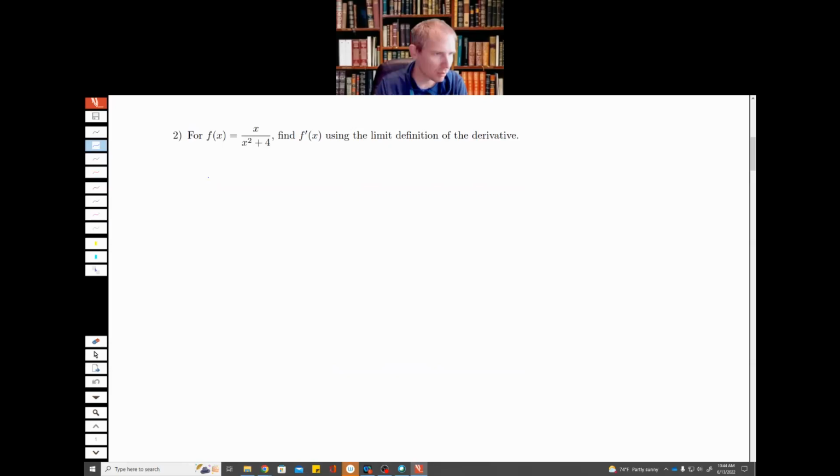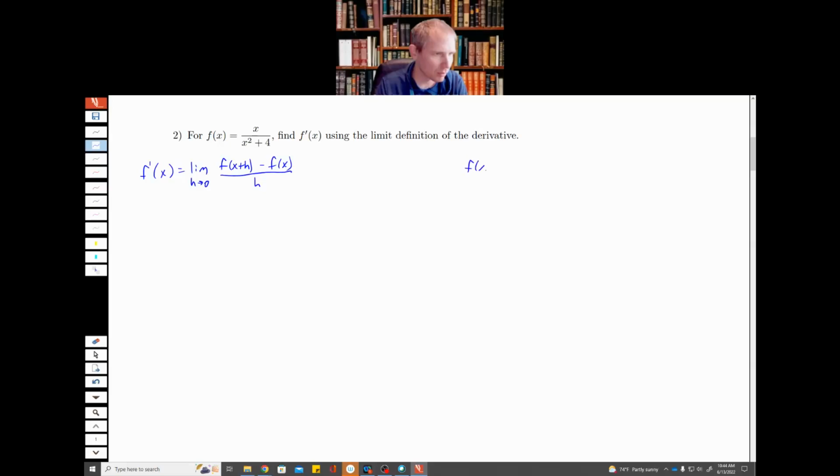here's f of x equals x over x squared plus 4. Find f prime using the limit definition of the derivative. So I know that the limit definition of the derivative, f prime of x, is the limit as h goes to 0 of f of x plus h minus f of x all over h.